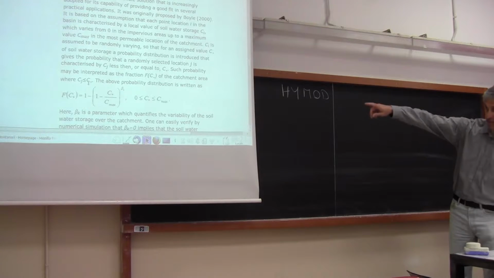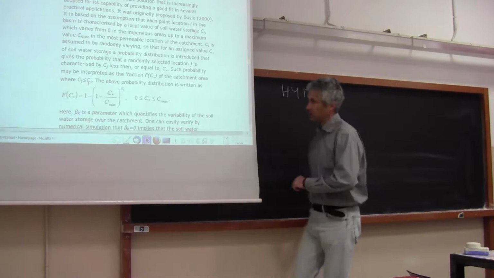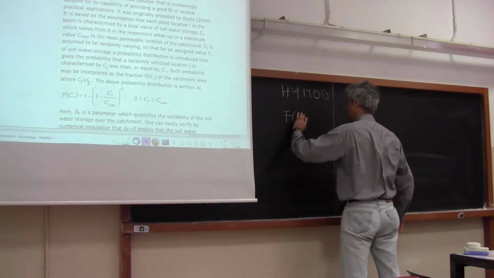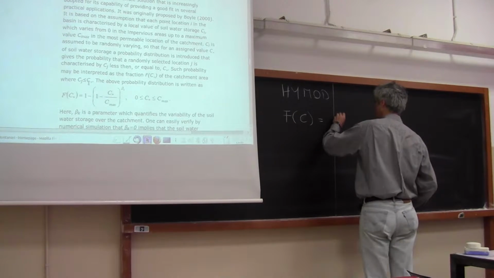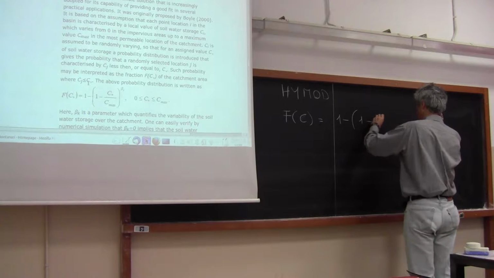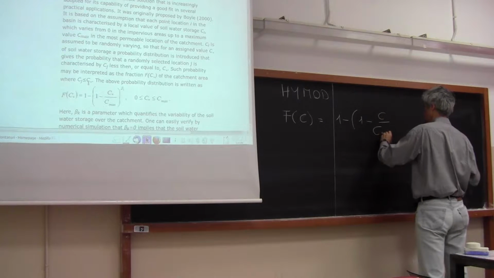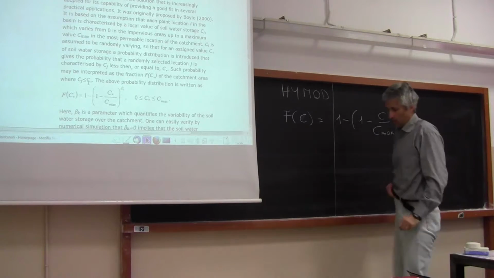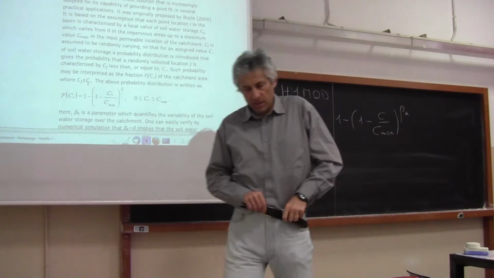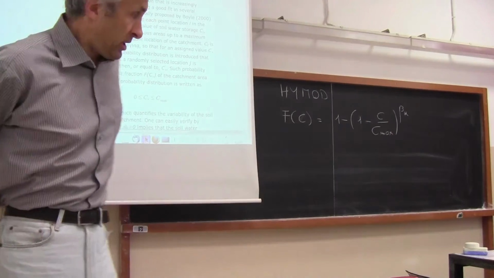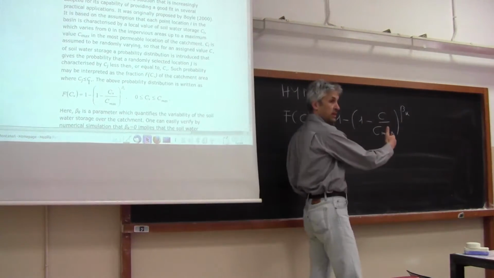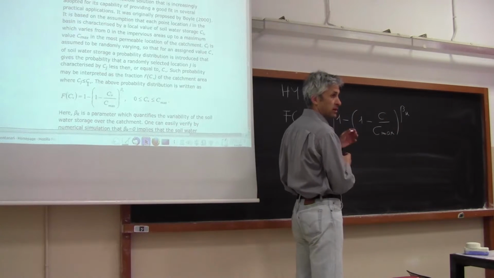Let me rewrite this relationship here, which says that FC basically is equal to 1 minus C divided by C max to the power of beta K. So basically what I said yesterday is that by integrating this relationship, we get an estimate of the surface runoff.